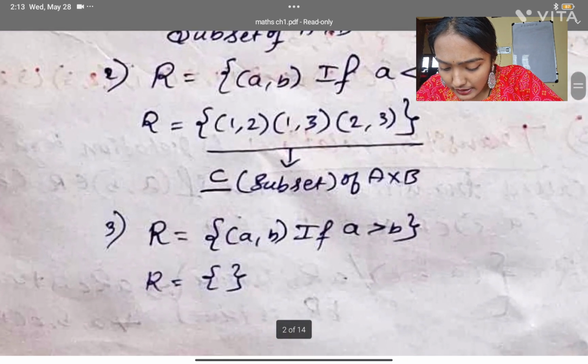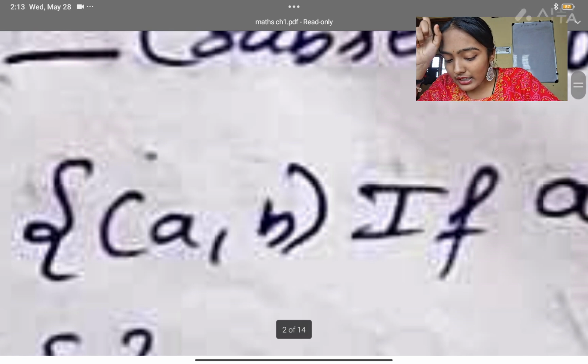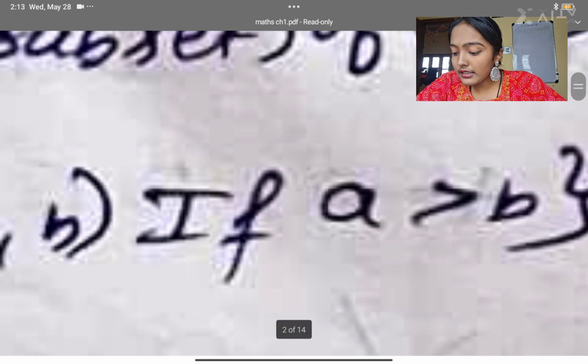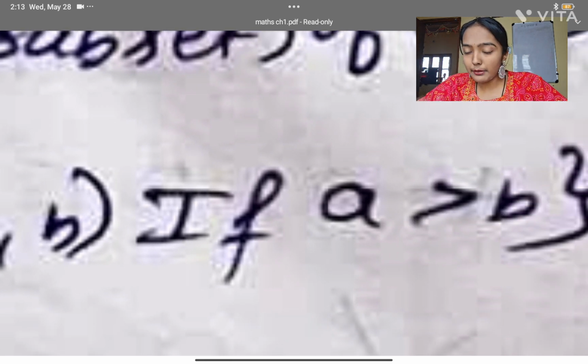And then A comma B means we are finding something again. A cross B is a subset. We don't know what we have to find in the subset. If A is greater than B, it means the first element should be greater than the second element.